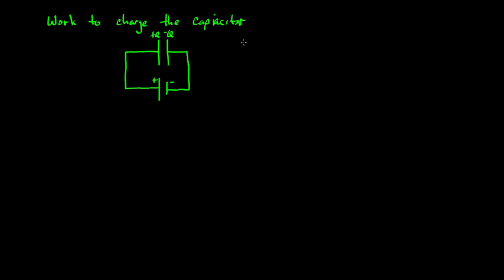So we know that the capacitance is Q over the potential difference. So if I move that over, we get the potential difference is equal to Q over C. Now going back, if we think about this, the work as we're moving charge onto it would be the potential difference times a little bit of charge. I'm going to call it dq.